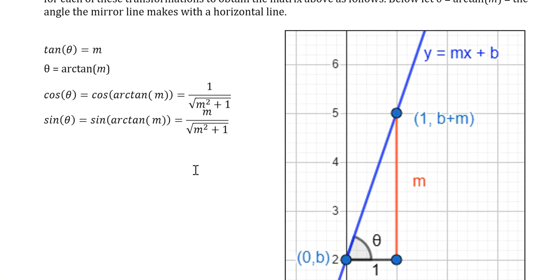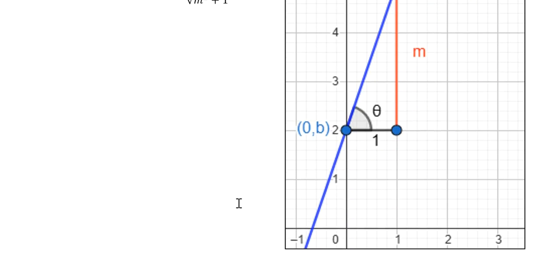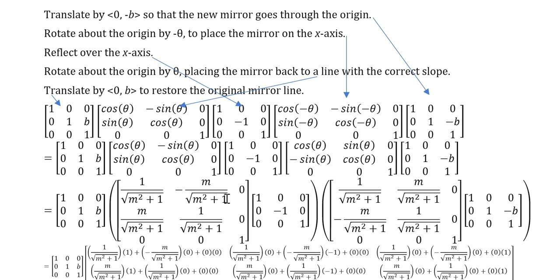So this particular theta, we'll be able to substitute these things in for cosine theta and sine theta in a bit when we need to. So here the details worked out. Okay, so notice this matrix on the far right is going to be a translation by the vector (0, minus b). That's going to shift your line up or down as needed so that it goes to the origin. This is a matrix for rotating by the angle minus theta. So that's going to take that and rotate.